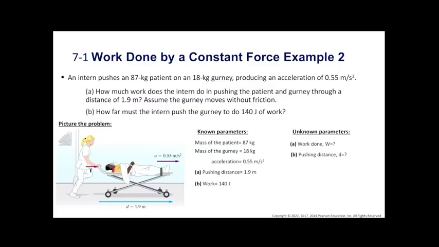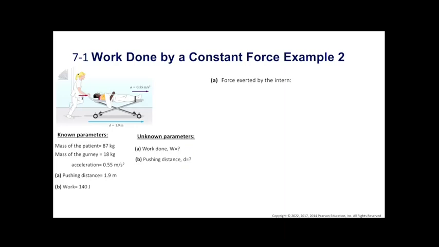Now we can find the force exerted by the intern using Newton's second law of motion, which is sigma F equals mass times acceleration. So we know the total mass of the system, which is the mass of the patient and mass of the gurney, and we are given the acceleration. Therefore we can substitute the values and find the force. So mass is 87 kilograms plus 18 kilograms times acceleration is 0.55 meters per second squared.